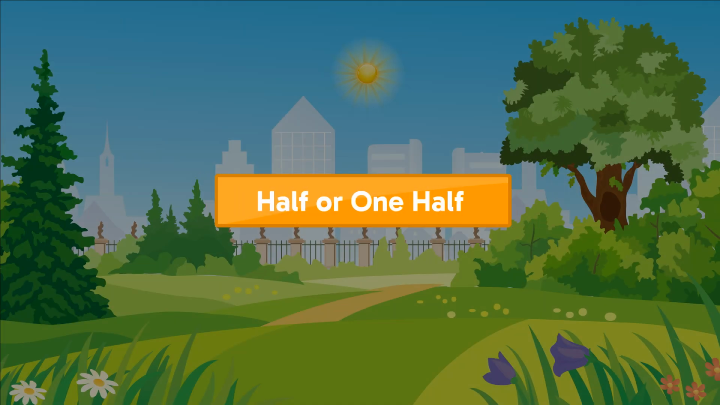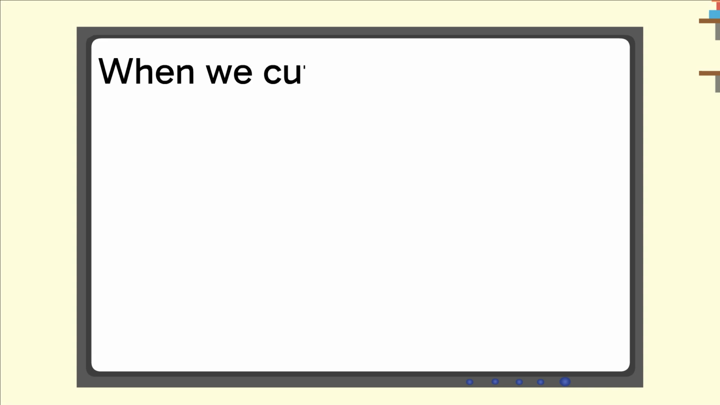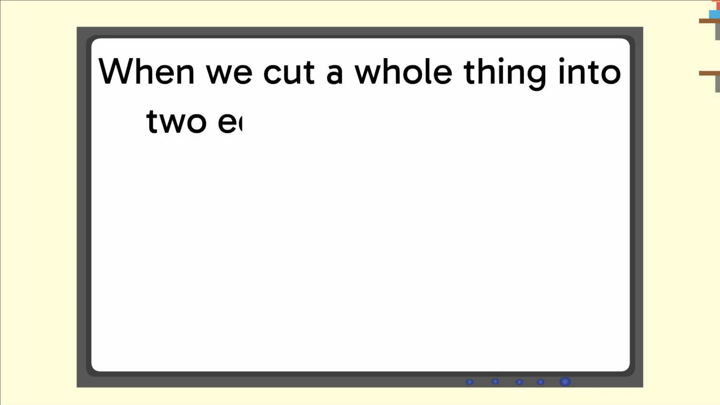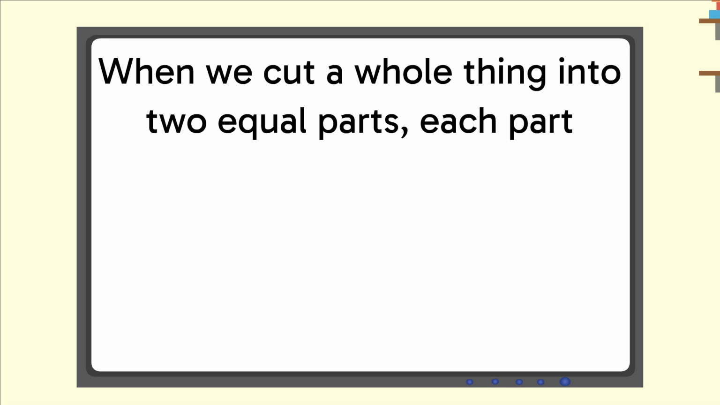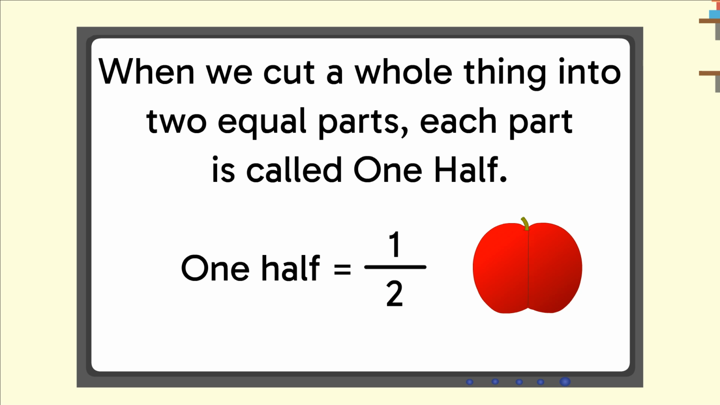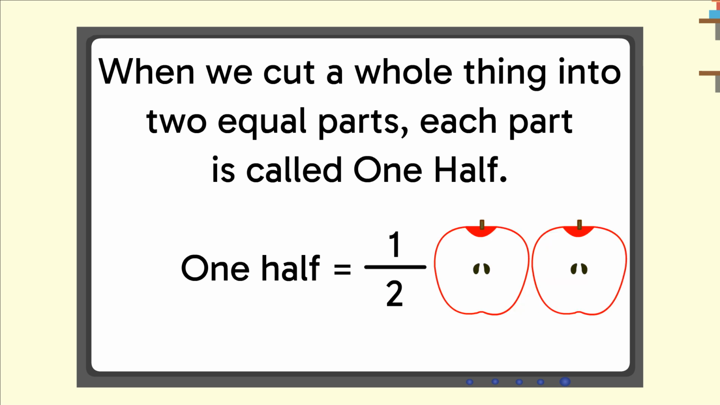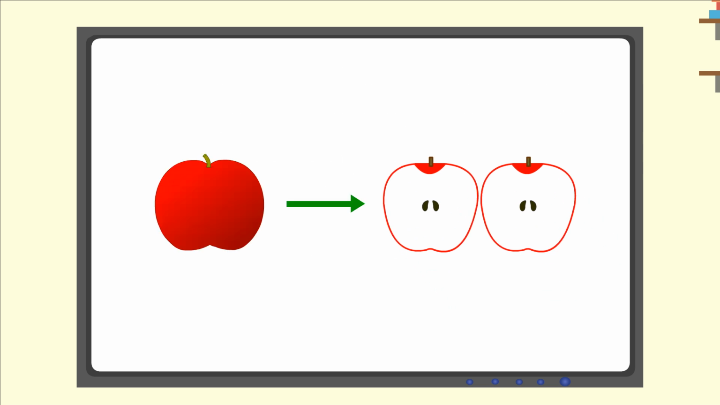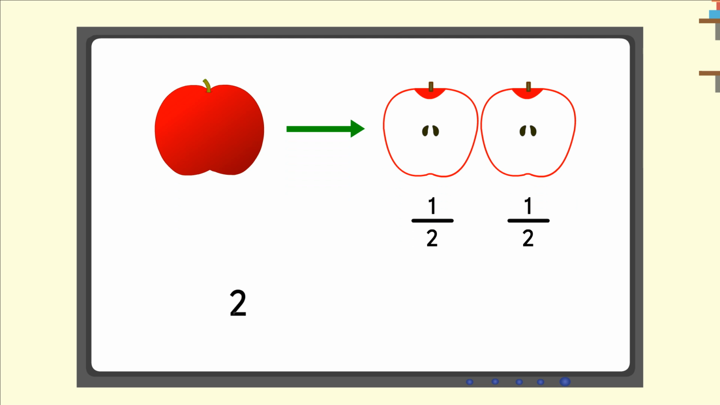Half or one half. When we cut a whole thing into two equal parts, each part is called one half, written like this. Cut an apple into two equal parts. Both the parts are called halves, read as 1 upon 2 or 1 by 2. Two halves make a whole.